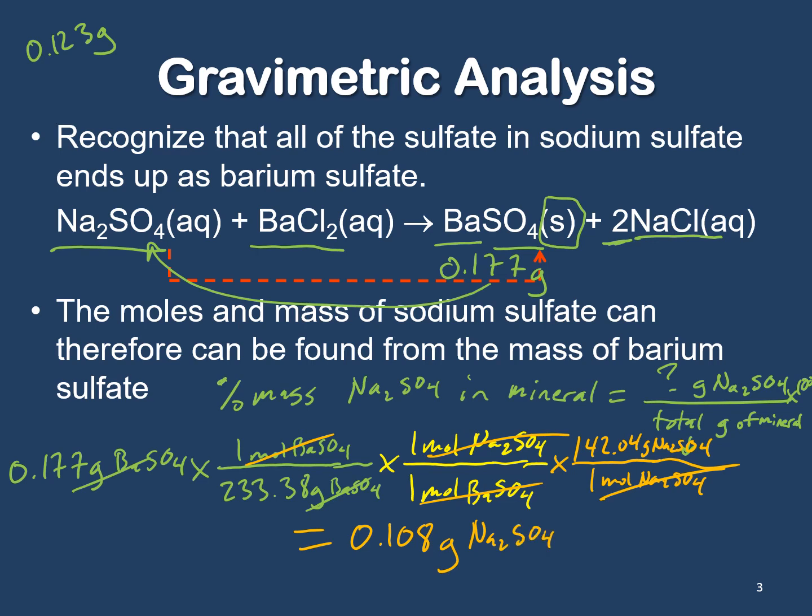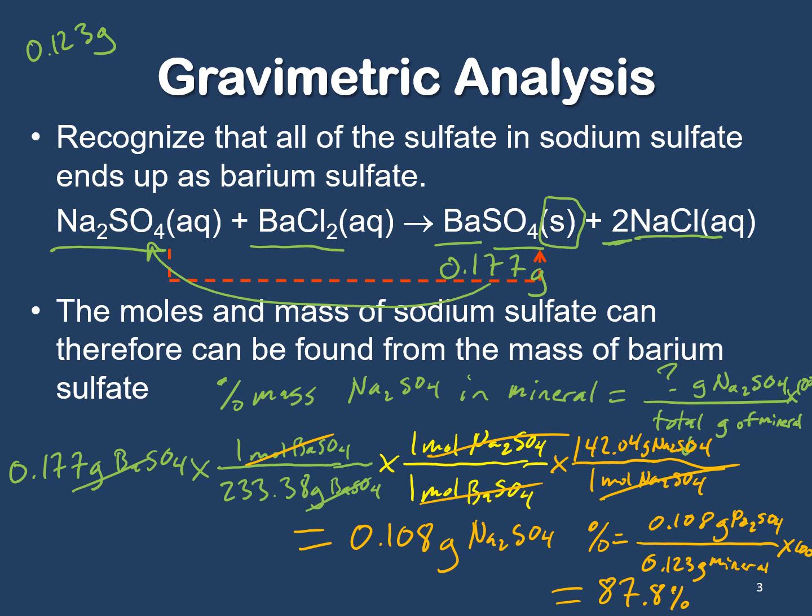And finally, if we want the percent mass of this compound in the mineral, we just need to go, okay, great, well, our percent here is going to be 0.108 grams of Na2SO4 divided by the grams of the mineral, 0.123 grams of mineral, times 100 to get into percentage units. And if we calculate that out, we get 87.8% by mass.